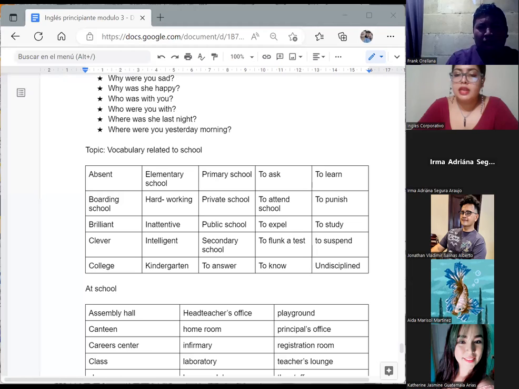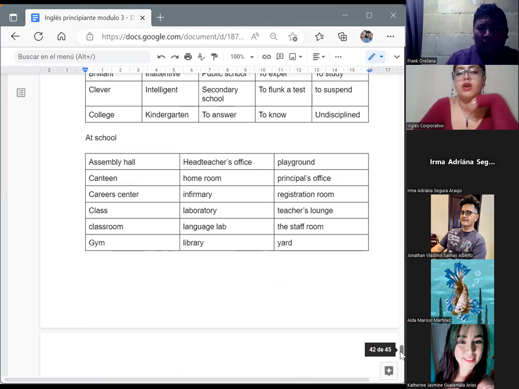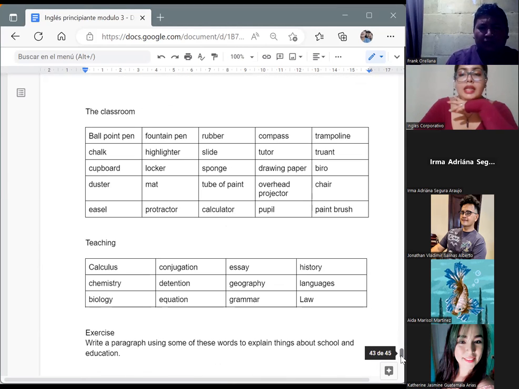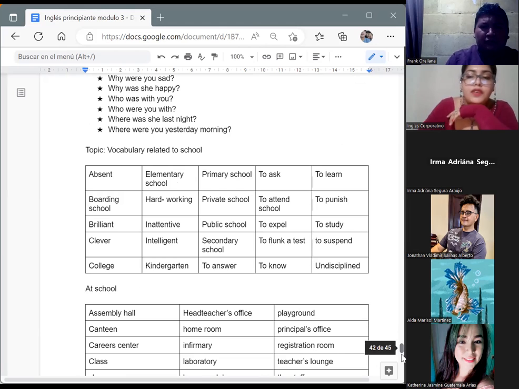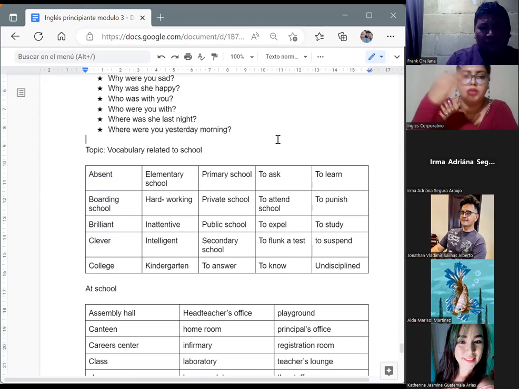So here we are. In this case, you have four categories of words here. And the first one is related to general information or general vocabulary related to school. The second one is like the places that we can find on the school. Then the classroom, things that we can find on the classroom, and words related to teaching. So in the first one, we have the first vocabulary or the first part of the vocabulary. And we're going to begin with these words, so we are going to go down.